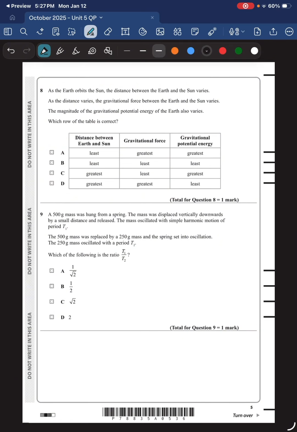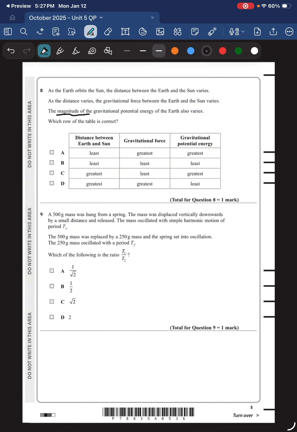As the Earth orbits the Sun, the distance between the Earth and the Sun varies. As the distance varies, the gravitational force between the Earth and the Sun varies. The magnitude, okay, so that's important actually, the magnitude of the gravitational potential energy of the Earth also varies. Which row of the table is correct?